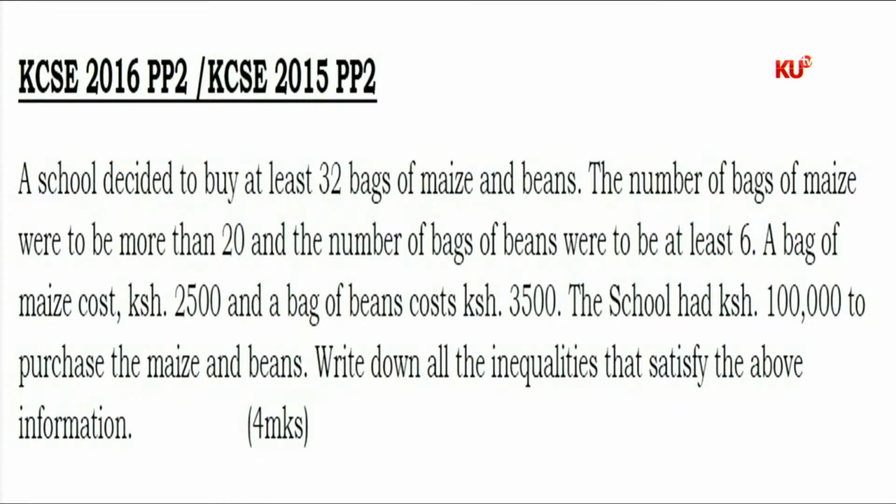Then a bag of maize cost 2,500. The bag of beans cost 3,500. And the school had a total of 100,000 to spend. Then you are told to write the inequalities.